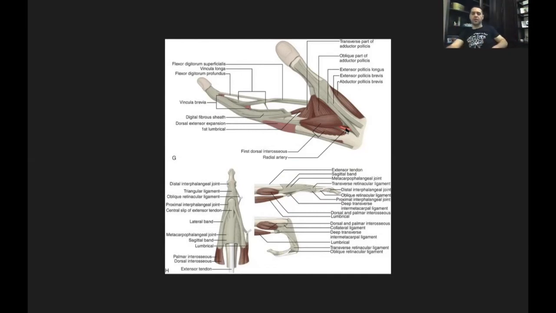And here we have like this. So extensor pollicis brevis makes the extension like this, and extensor pollicis longus makes the extension of the second or distal phalanx of the thumb.